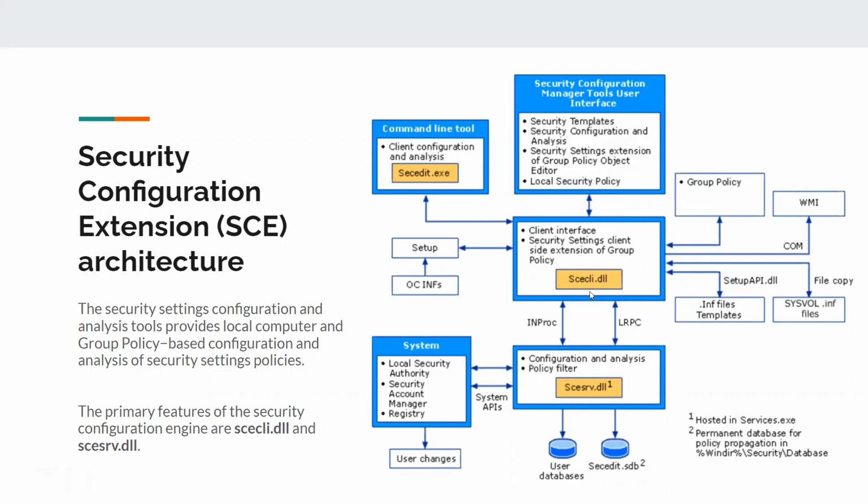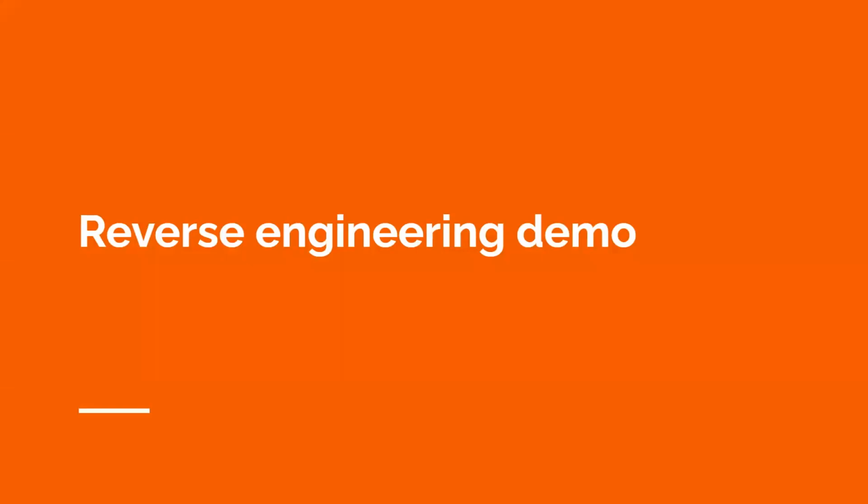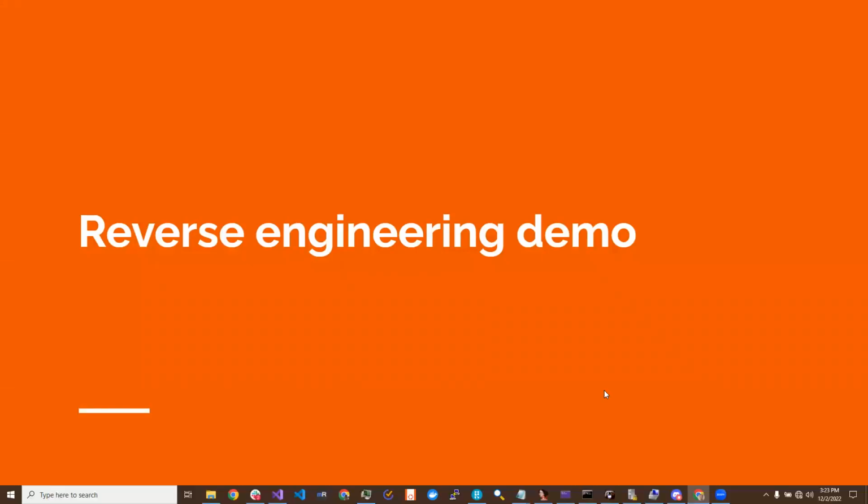So knowing the components in action here, we have secate.txt, and then we have two modules, SCECLI.dll and SCESRV.dll, which are the client and server components. Knowing that those were the main things I had to look for, I decided to jump into the actual reverse engineering process. And this is the part where we jump into the reverse engineering demo.